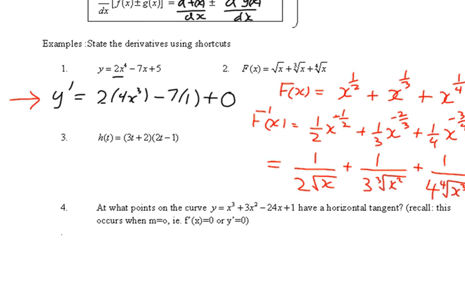And we will not use the product rule till next week. So for now, until we take that rule, we will FOIL this out.